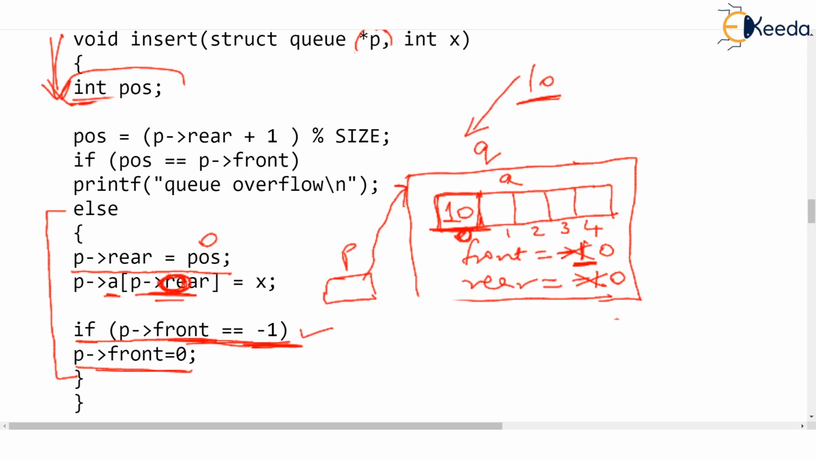Perfect, a queue where there is only one element, that is 10, in the queue. 10 is the frontmost. So 0th element is the frontmost. And 10 is the rearmost. So 0th element is the rearmost. And that ends the insert function.